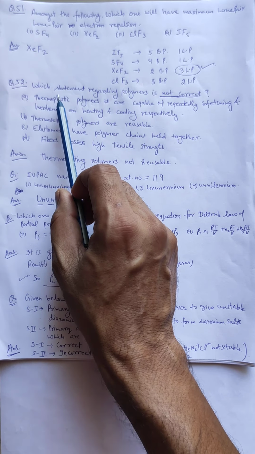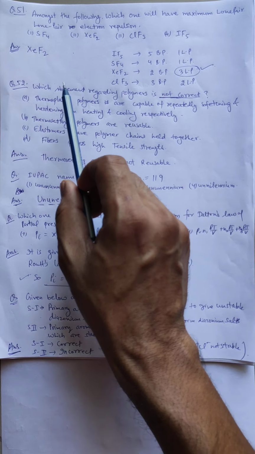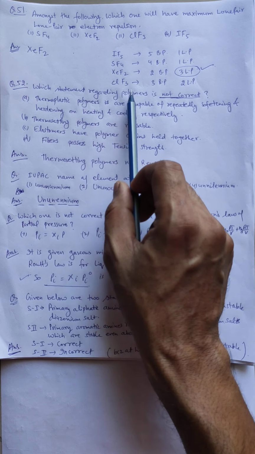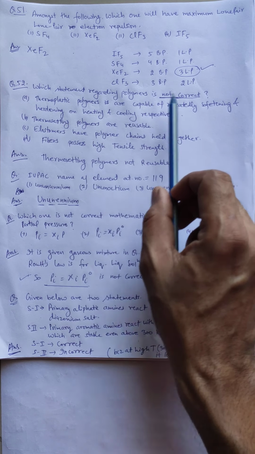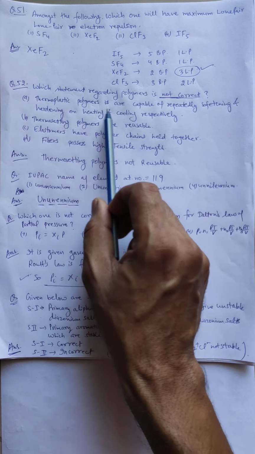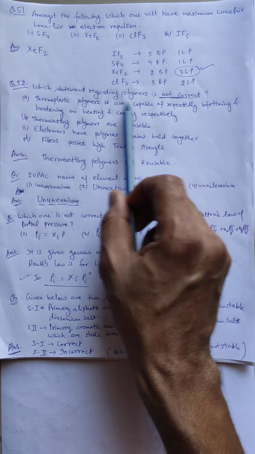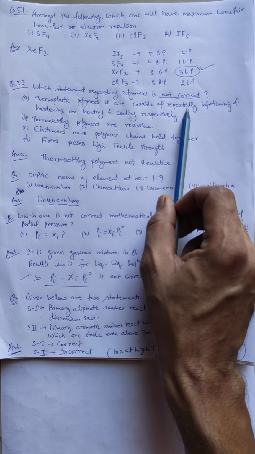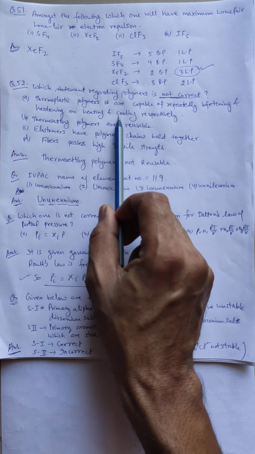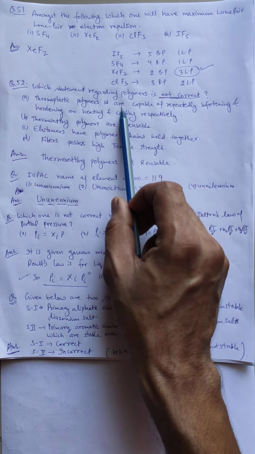Now the next is, which statement regarding polymers is not correct? So we have to find out the one that is not correct. Thermoplastic polymers are capable of repeatedly softening and hardening on heating and cooling respectively. So it is the correct one.